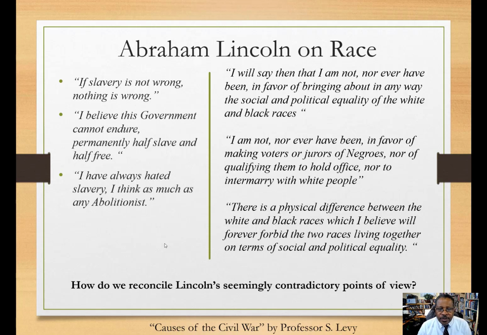So, I asked students to figure out how we can reconcile Lincoln's seemingly contradictory points of view. On the one hand, saying slavery is wrong, we can't exist as a country that's half slave, half free, and "I hate slavery," and introducing laws in Congress to try to abolish slavery, and yet giving speeches like this. So this is something for you to think about. Lincoln is complicated.